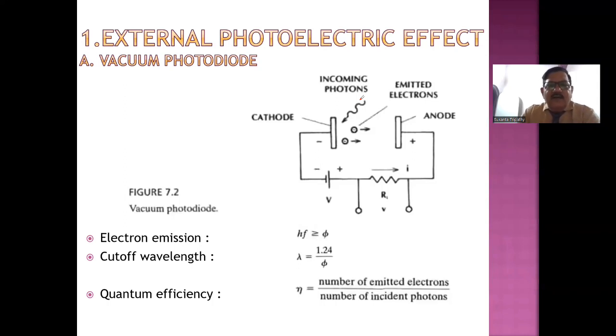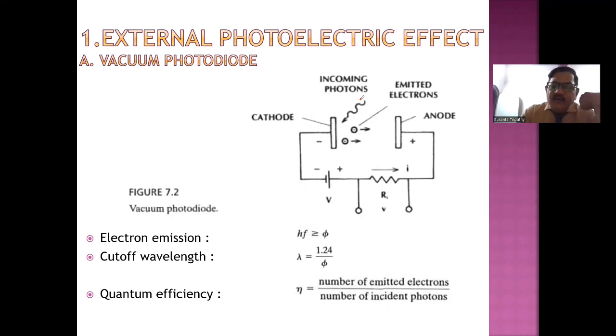Then, what is the problem with this vacuum photodiode? When you shine light on this cathode and try to measure the current, you will find that unfortunately there is no current measured in the external circuit. This means that there may not be electrons ejected out of this material, or if at all electrons are ejected, the number is so small that the current flowing in the external circuit is very, very small, and therefore you are not able to measure that current.